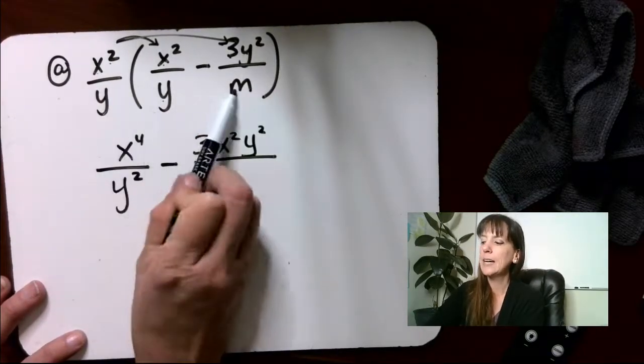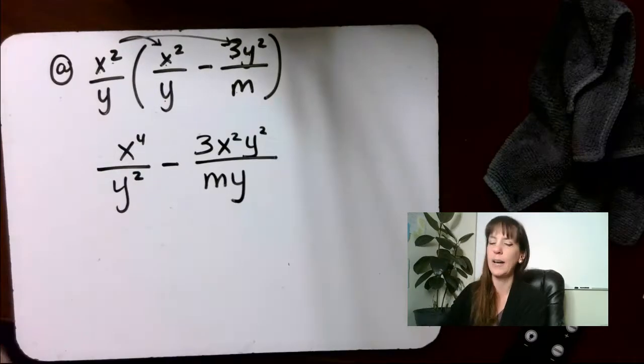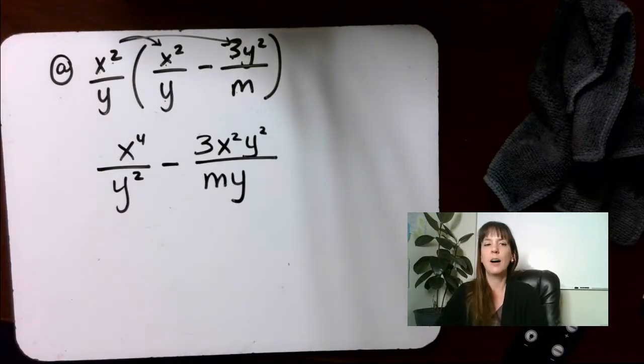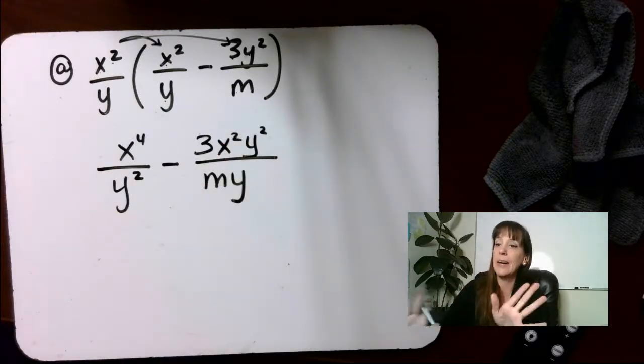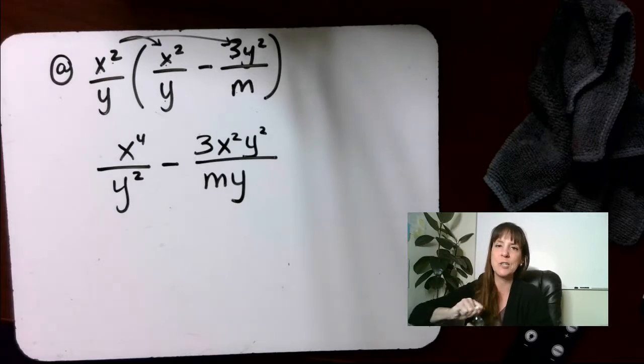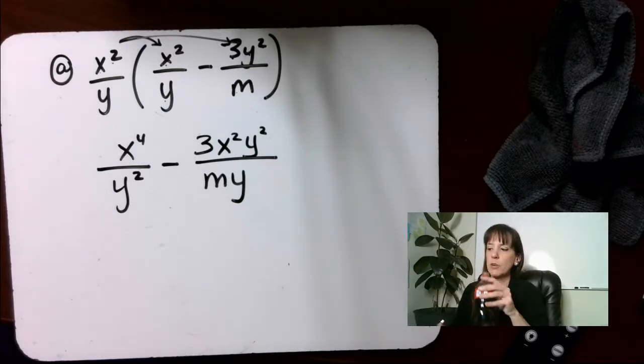Over y times m gives me my. That's what you should have gotten for A. Now, the answers in the back of the book and the answers that I'm writing down now might be slightly different because you may not have put yours in alphabetical order. That's fine. It's just a good habit to get into, but it's still correct even if it's in a different order.